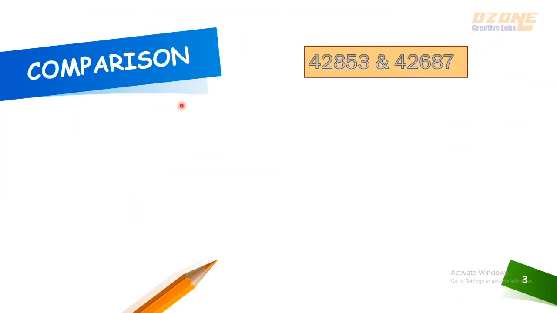Next we'll see comparison of numbers. Here 2 numbers are given, 2 5-digit numbers. While looking itself we feel some difficulty to identify which is the greatest number and which is the smallest number. So for easy finding, we'll use the place value chart.